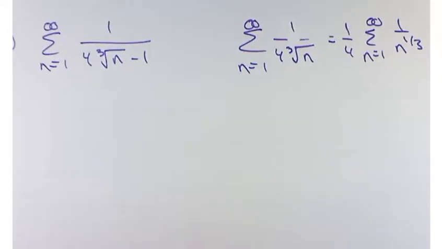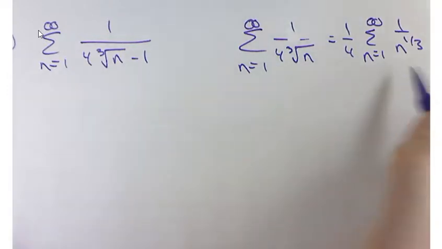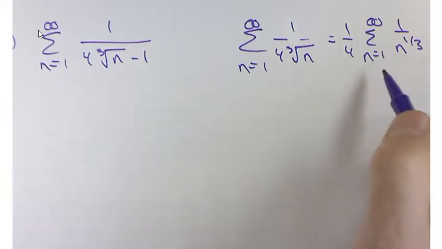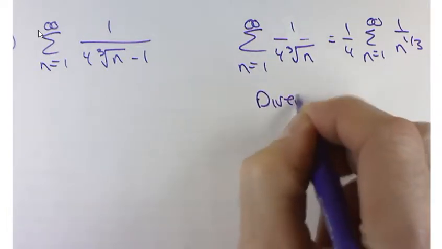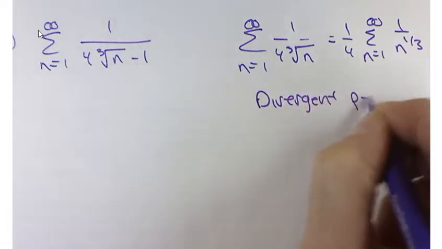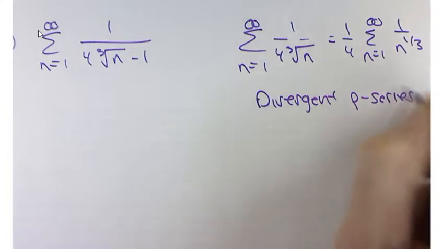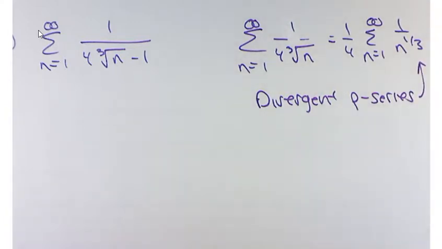So is this going to converge or diverge? What do you think? Converge or diverge? Diverge. This is a divergent p series. So that's going to diverge.